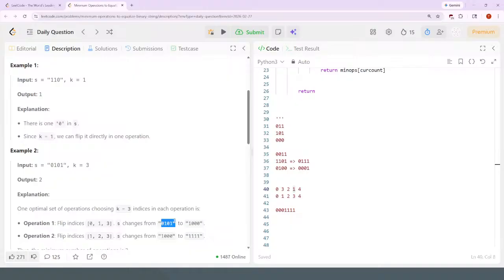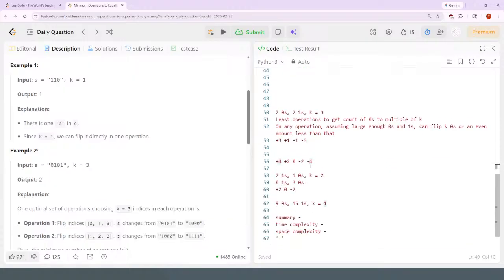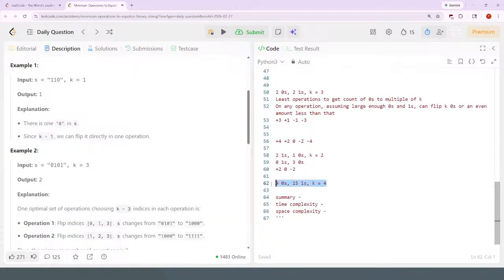All that matters is the count. Let's say there's like 500 zeros, 1,000 ones. K is 1,500.